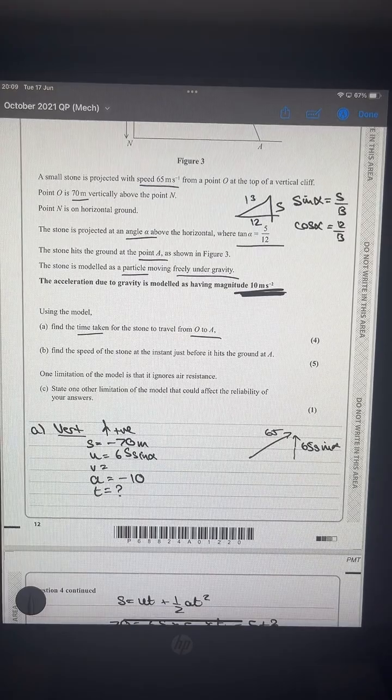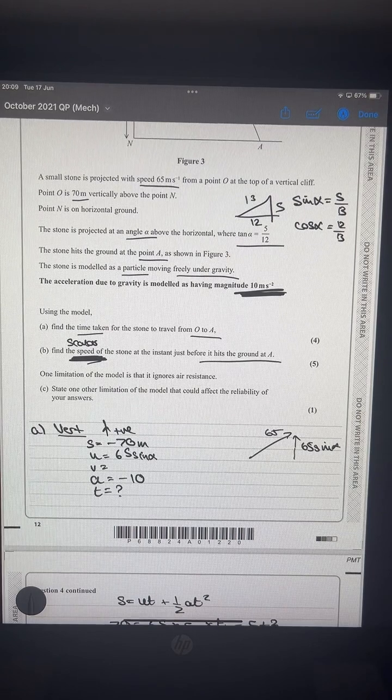Now, part B, find the speed. Speed, put underneath or above, scalar. Okay, so you need both components of it, of the stone at the instant just before it hits the ground at A. So you need the horizontal and the vertical speeds at that point.